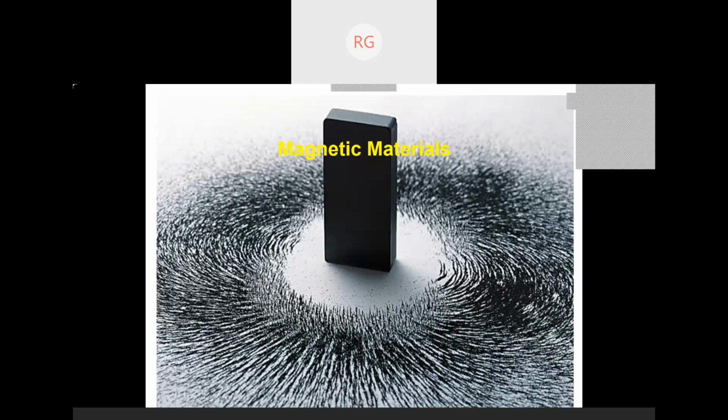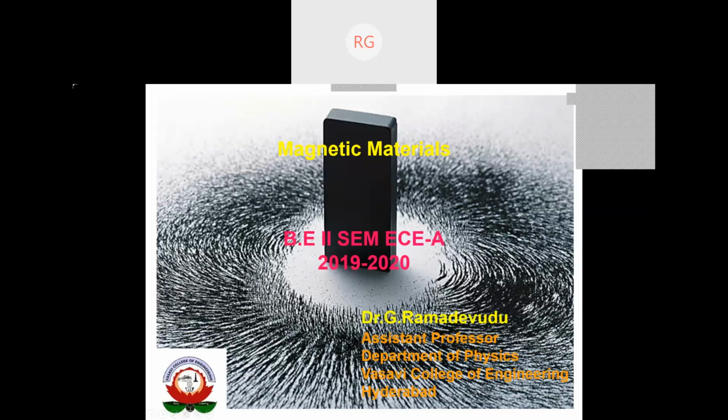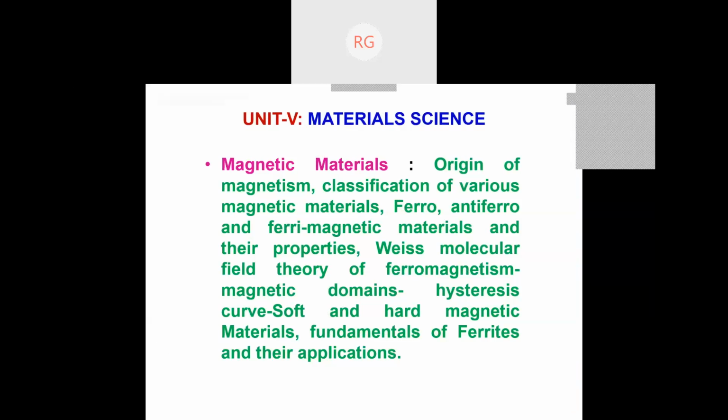Now, look at the next slide. This is the syllabus of magnetic materials. As we have seen, in unit 5, we have three topics. First is on superconductors, next is magnetic materials, the third is on dielectric materials and their engineering and technical applications.